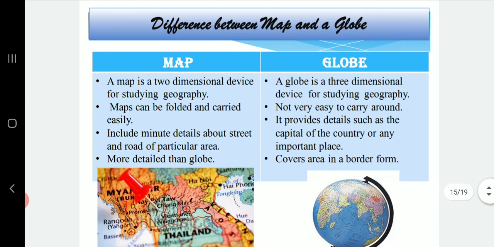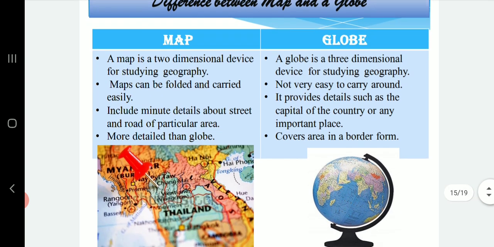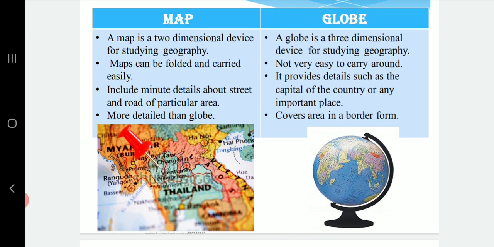Now we will see the difference between a map and a globe. As we know, the map is 2 dimension and the globe is 3 dimension. A map can be folded and carried anywhere, but a globe has some volume. We cannot take it easily wherever we want. A map includes minute details about streets, roads and a particular area. You can see the road lines on this map, right? It gives detailed knowledge about a particular thing or area.